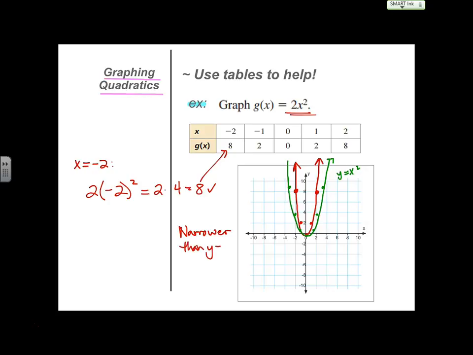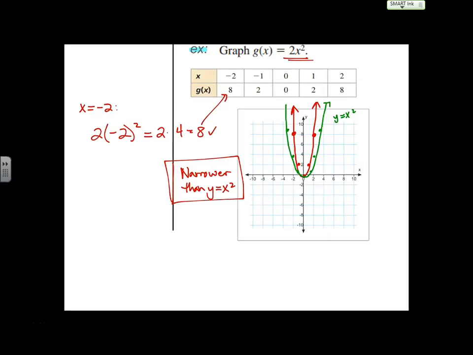Narrower than y equals x squared. Can we say that? Is it narrower? It lost weight, sure. It's narrower. But another way of saying narrower is that it had the y values stretched.